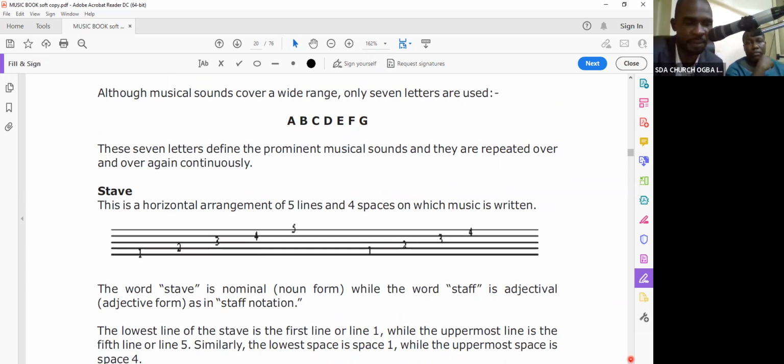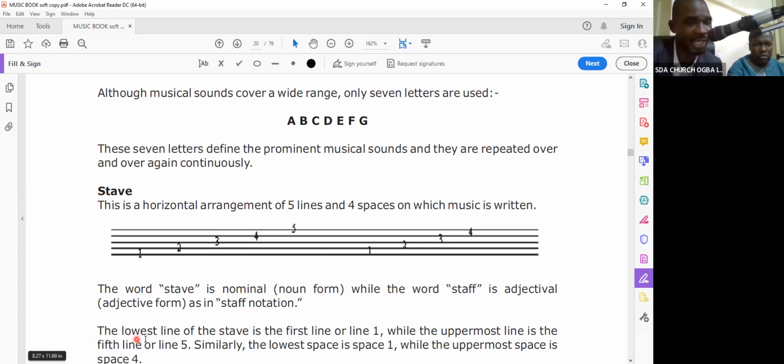We have what is called the stave. This is a horizontal arrangement of 5 lines and 4 spaces, on which music is written. So that is what a stave is called.